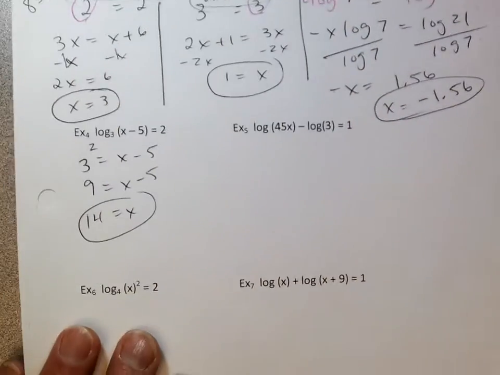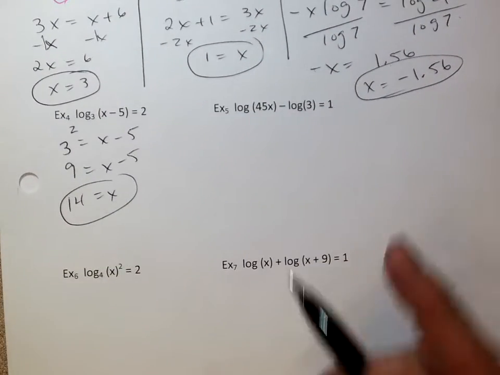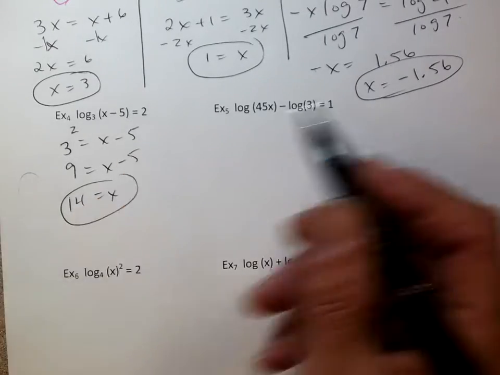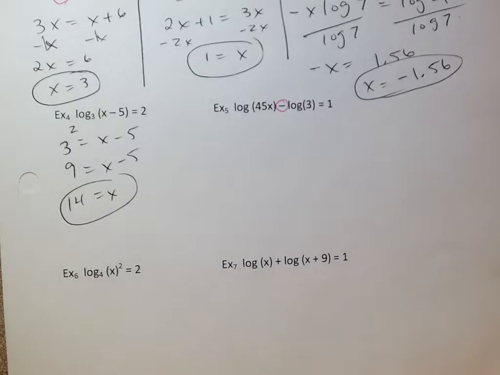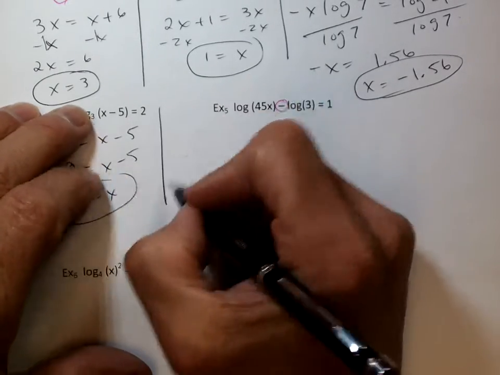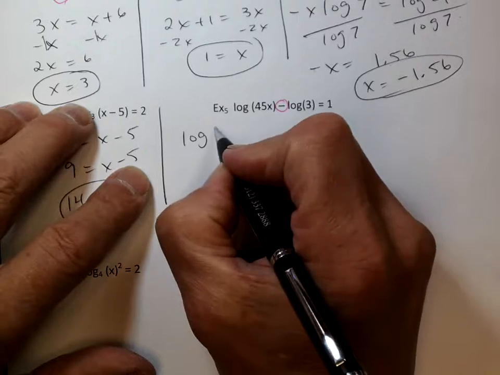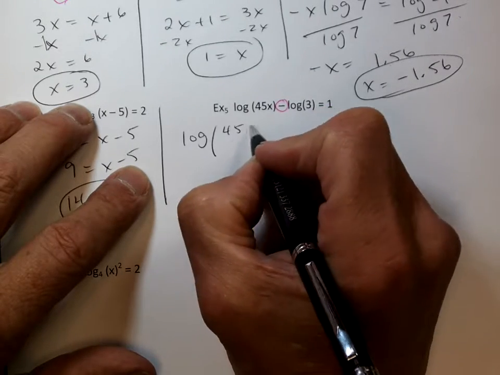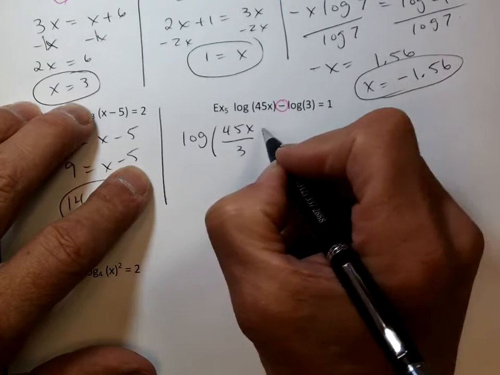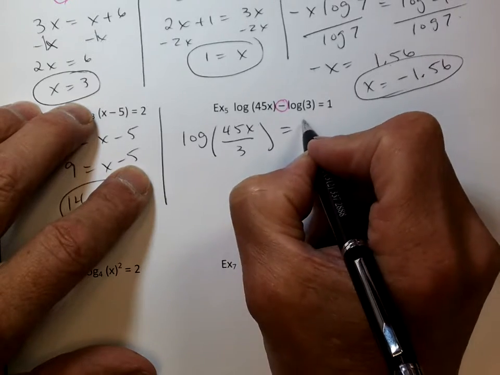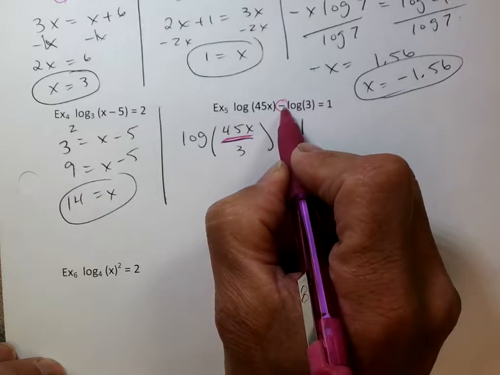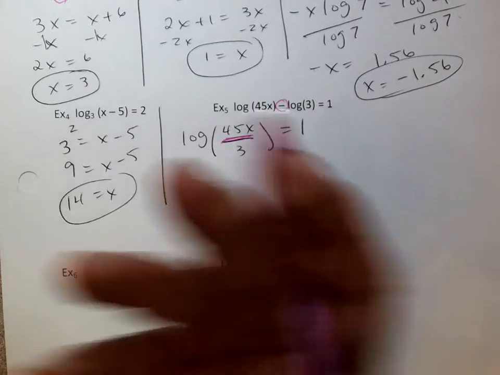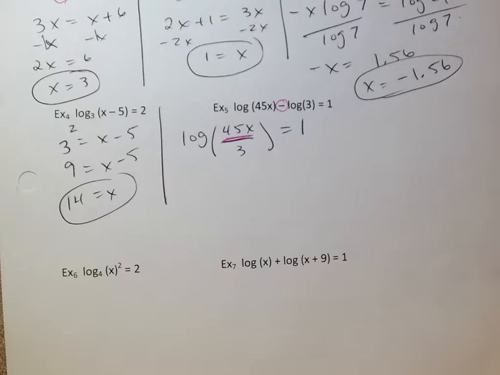Okay. All right. Let's take a look at example 5. Now that we know that, in example 5, I'm going to apply one of my log rules. If it's subtract here, I'm going to bring the bases together as divide. So I'm going to rewrite this as log of 45x divided by 3 equals 1. So I just applied my log rule. Here's my divide. In logarithms, if it's subtract, we can combine them as a division problem. Now that's the same thing as log of 15x, right?